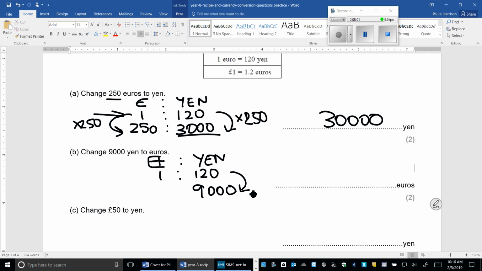Divide. We're going to divide, yes. So we're going to put in our calculators. Which calculation, Georgie? You're going to put in your calculators 9,000 divided by 120.